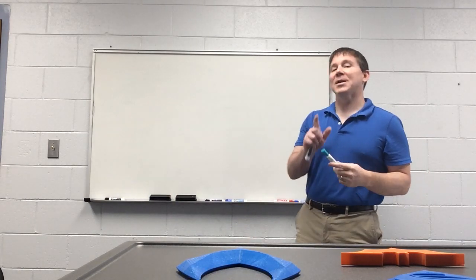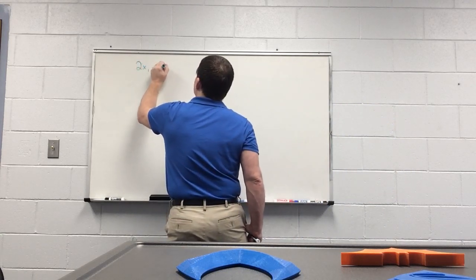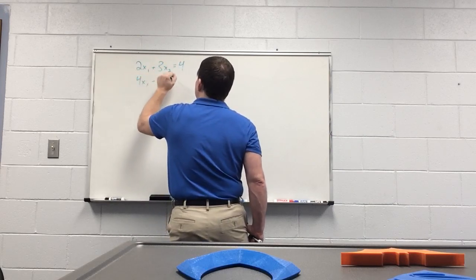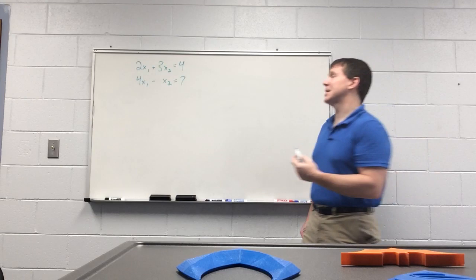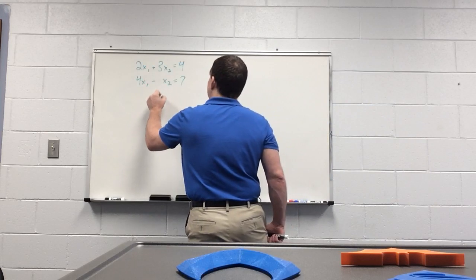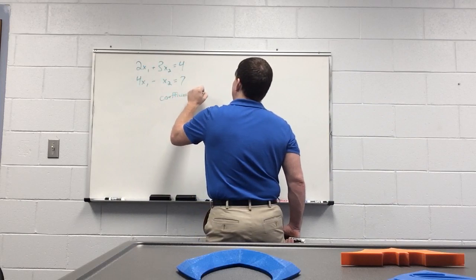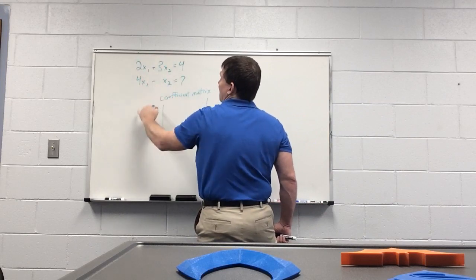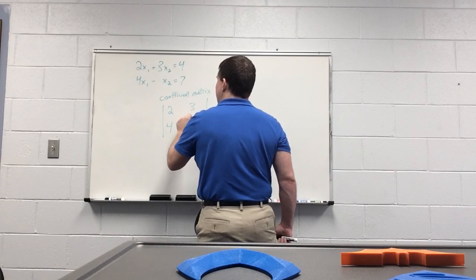In terms of the systems of equations and the way we're going to use them, suppose we have this system: 2x1 plus 3x2 equals 4, and 4x1 minus x2 equals 7. So I have a system of linear equations there. I can form 2 different matrices from that. First off, I can have what's called the coefficient matrix. For the coefficient matrix, I just use a matrix of all the coefficients in my system. So in this case, 2, 3, 4, -1.